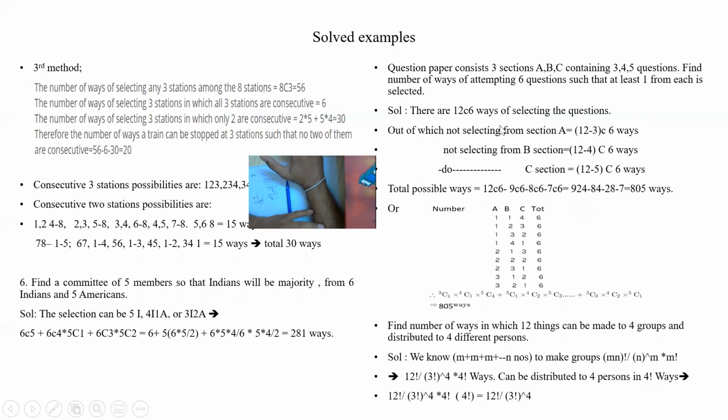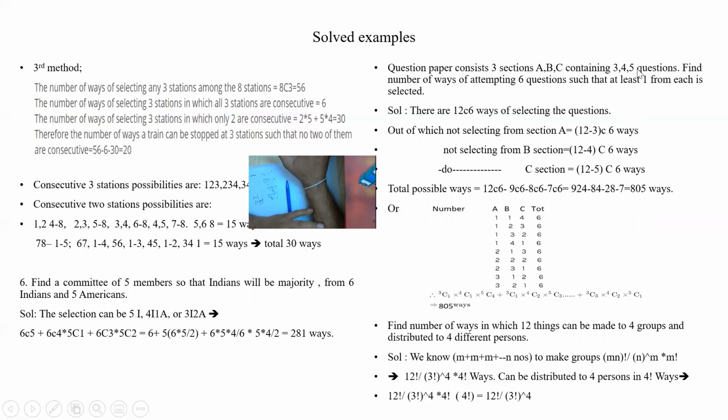So there you can have 2, 3 methods. One method is how many ways 6 can be selected from 12? 3 plus 4 is 7, 7 plus 5 is 12. So there are 12C6 ways. Out of which, suppose I don't want to select from section A. What if I don't want to select 6 questions without having section A?